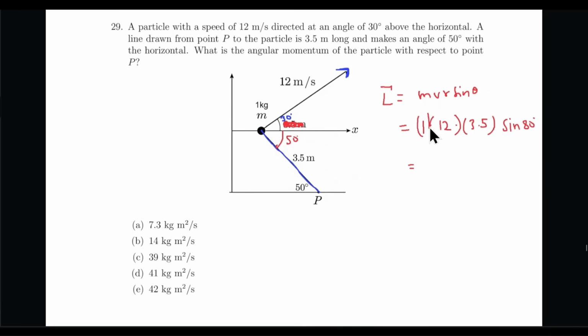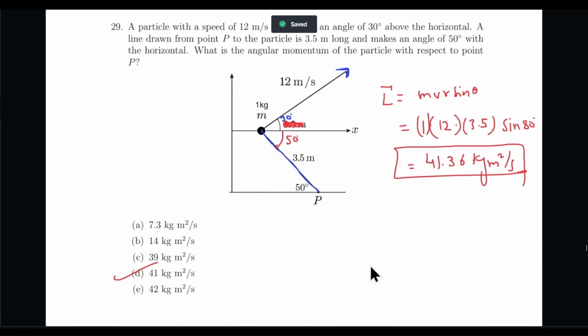So let's multiply all these up. I am getting 41.36 kilogram meter squared per second. So I think the best choice should be option, not E, it should be D. Yeah, that one is the closest. I think that's what I'm going to go with. So that should be the answer over here.